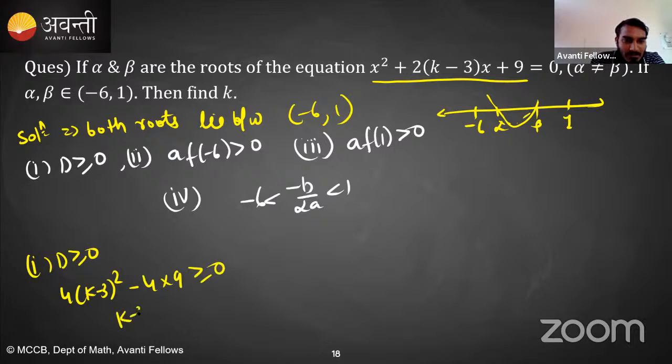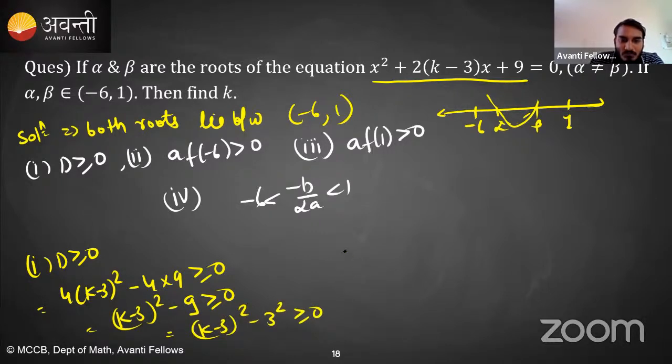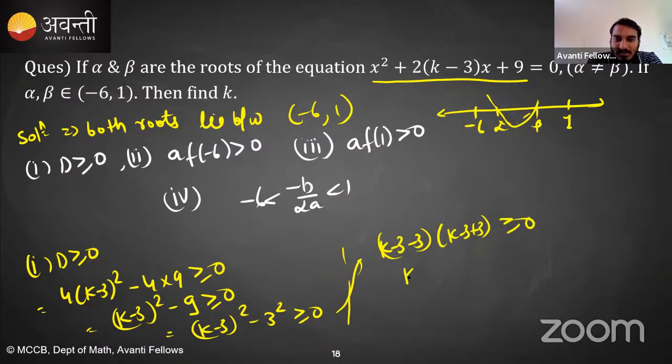So this becomes k² minus 6k + 9 minus 9 greater than or equal to 0. So this is nothing but (k minus 3)² minus 3² greater than or equal to 0. Right? So a² minus b² is (a minus b)(a plus b) greater than or equal to 0. So this is nothing but (k minus 6) into k greater than or equal to 0. So using the wavy curve method, this is 0, this is 6, plus minus plus.